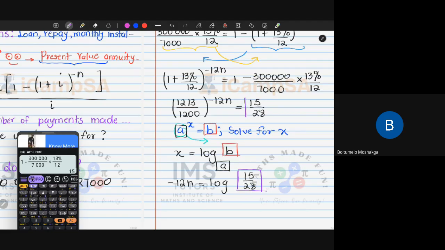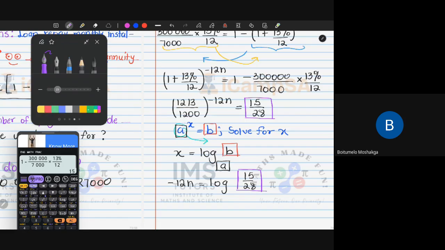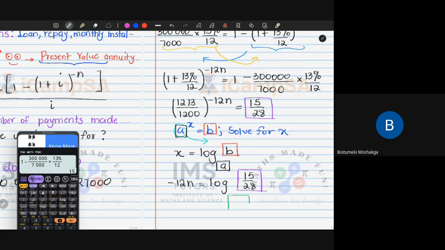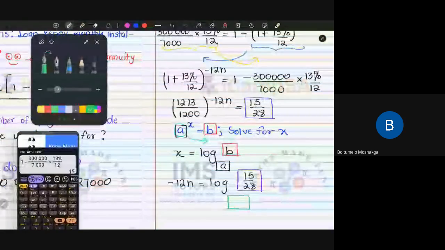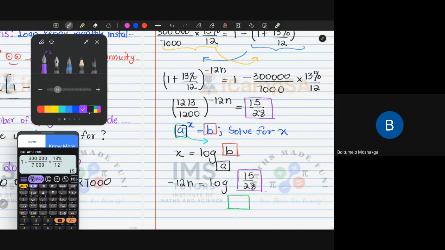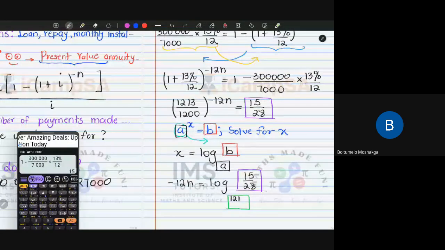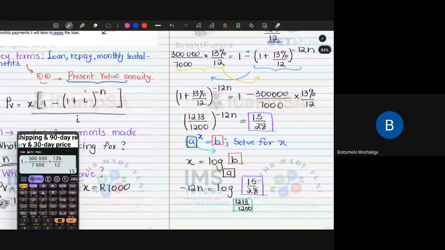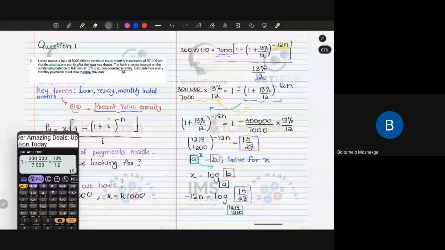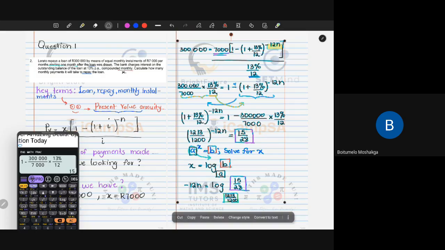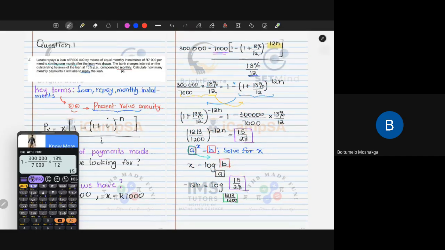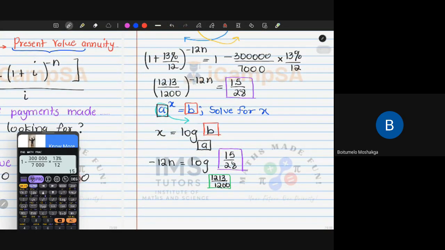So this sits here. And this was that on the right hand side. And then the box, which will come somewhere here below, that will be the other part, which will be 1,213 divided by 1,200. Can you please, guys, use your calculator and tell me what is negative 12n equal to? Let's use our calculators. Minus 12n will be equal to what, guys?